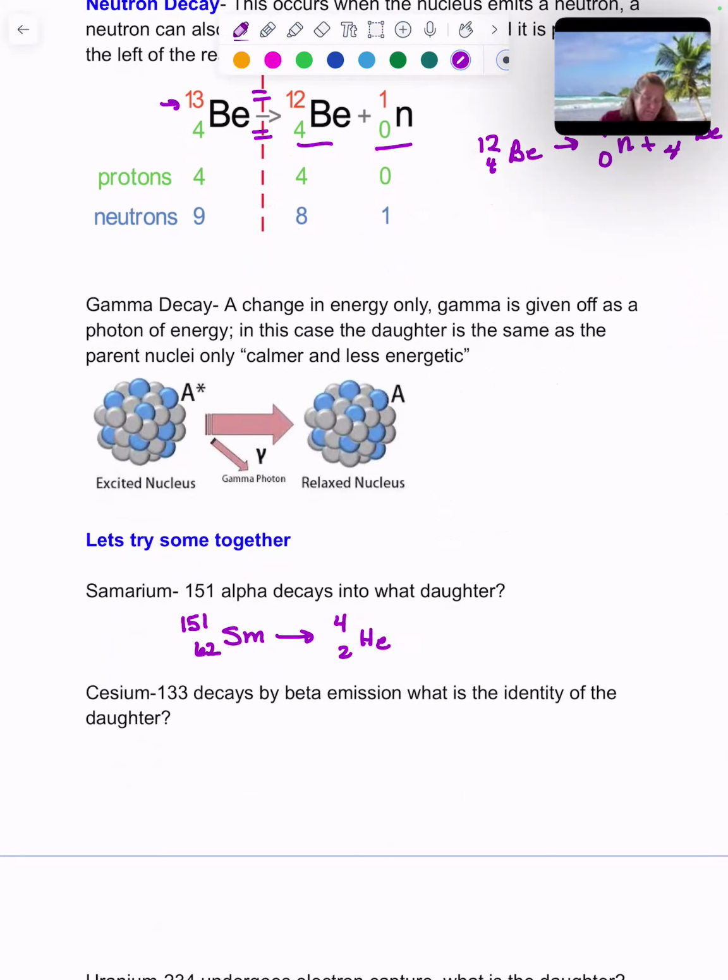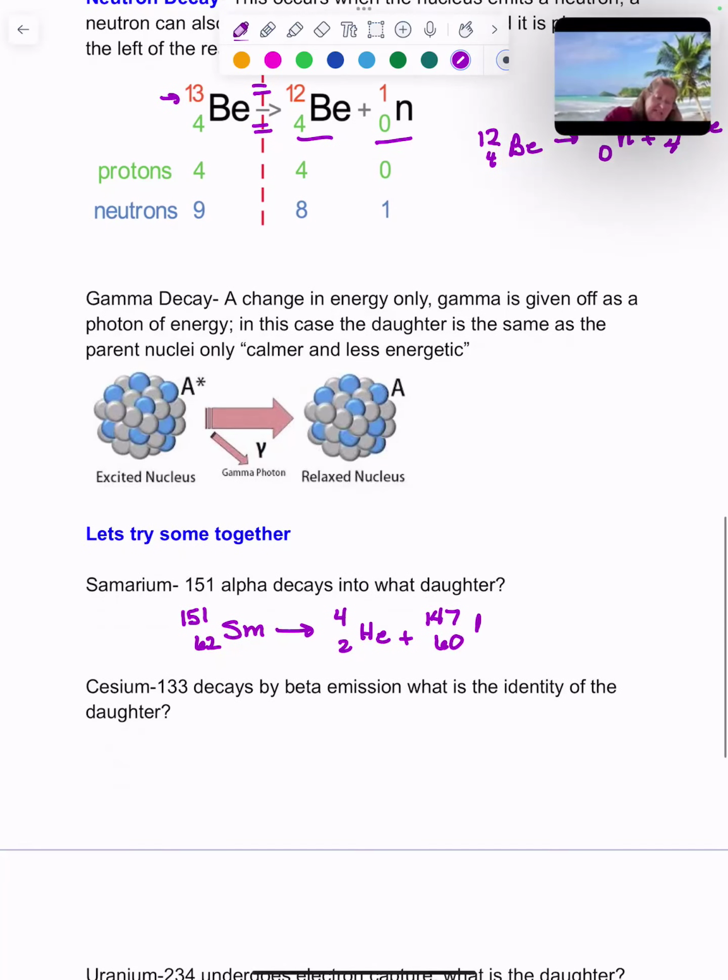151, what do I add to 4 to get 151? 147. And my bottom number, what do I add to 2 to get 62? 60. And now we can go find the identity of the daughter by looking up element number 60 on the periodic table. And that is Nd, neodymium.